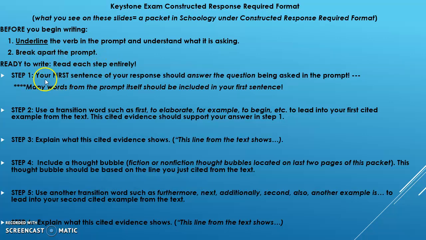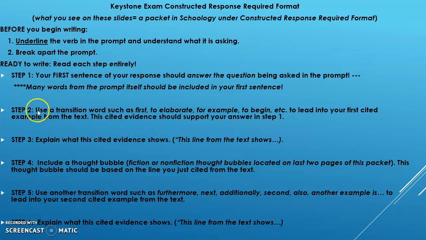So step 1, my first sentence of my response should answer the question being asked. This is very simple because, take a look, many words from the prompt itself should be included in your first sentence. And we will take a look at that more in depth in a moment. So if I see theme and character and the title of the novel in my prompt, then I can pull most of those words from the prompt and actually put them in my answer. And again, we'll take a look at that.